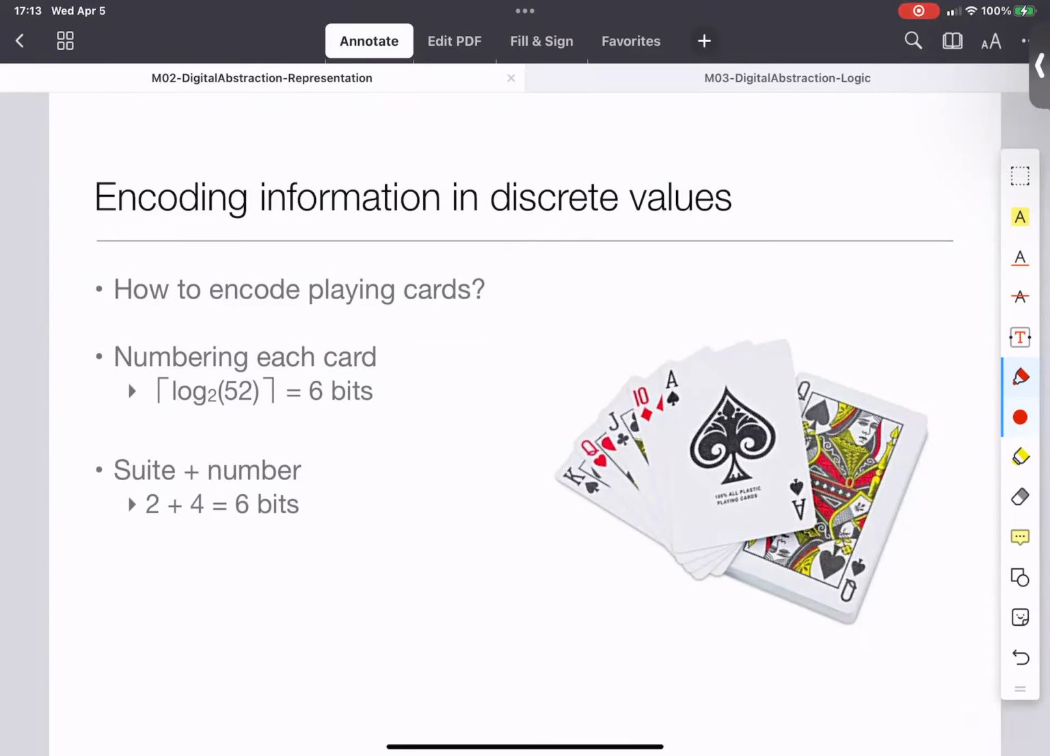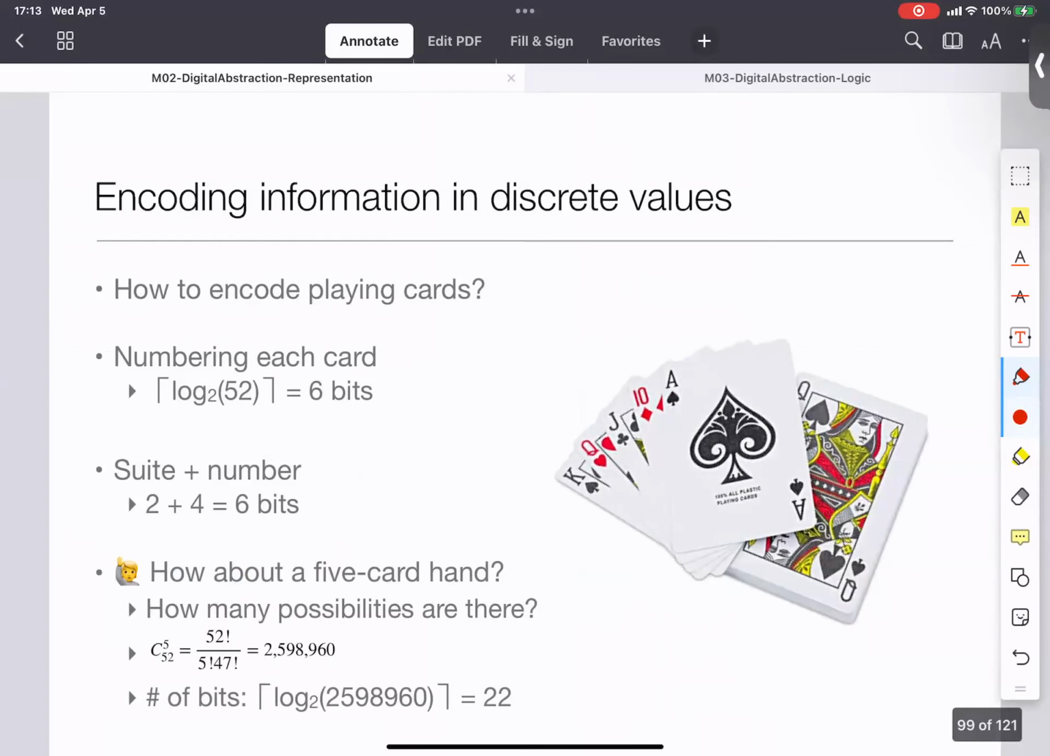I can do suit plus number, so that can help make some comparisons which are typically encountered easier. Again, 6 bits, but arguably a better strategy in this case. Now, in many games, I may also need to represent more complicated structures. For example, in some games, they define hands, and a hand is superior to another hand. So maybe I might want to represent entire hands.